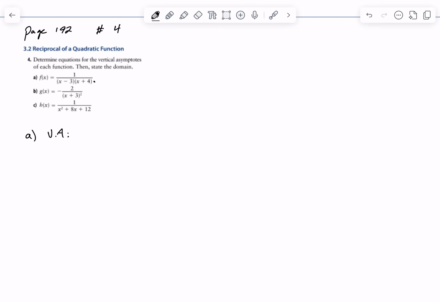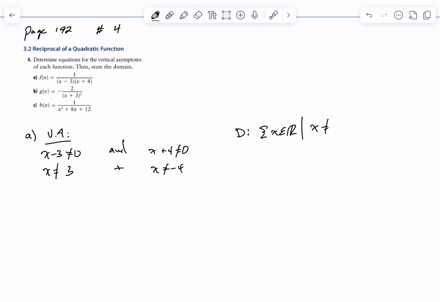And I know they're vertical asymptotes because they're still left in what we would say is our simplified expression. So we're going to say x minus 3 can't be 0, and x plus 4 can't be 0. And so x can't be 3, and x can't be negative 4. If I were to write the domain of this thing, you could say it in a couple different ways. The domain, you could use set notation and say x is a part of the real numbers such that x can't equal 3 and negative 4.